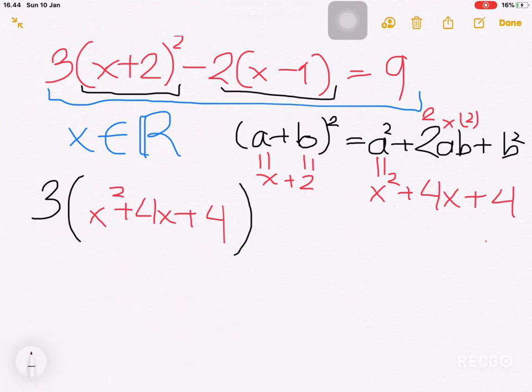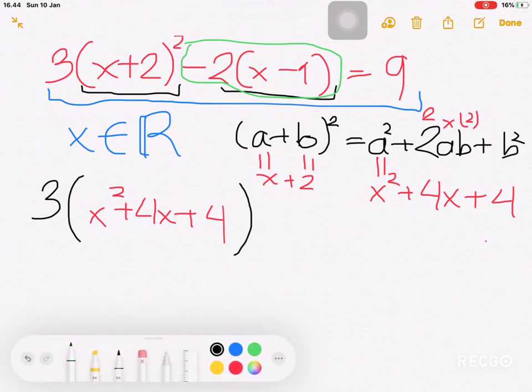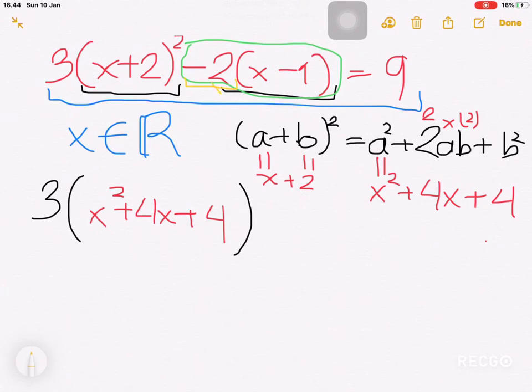Okay, so next I'm going to expand this thing right here. I'm boxing it in green. I'm also going to include the negative sign right here. Okay, so let's expand it, and don't forget to bring the negative sign when distributing. So we have negative 2, and then we're multiplying by x, which will become negative 2x, and then negative 2 times negative 1, which is just positive 2. This is all equal to 9.